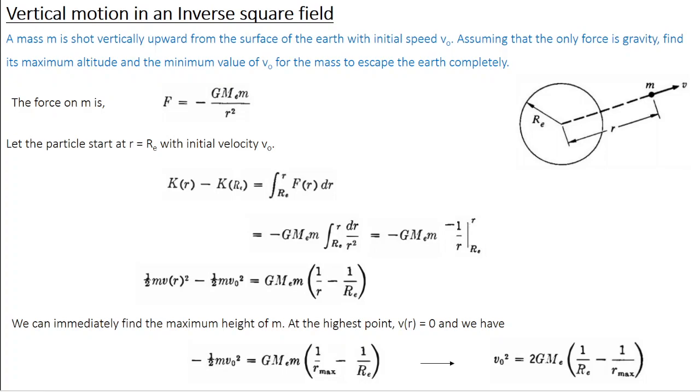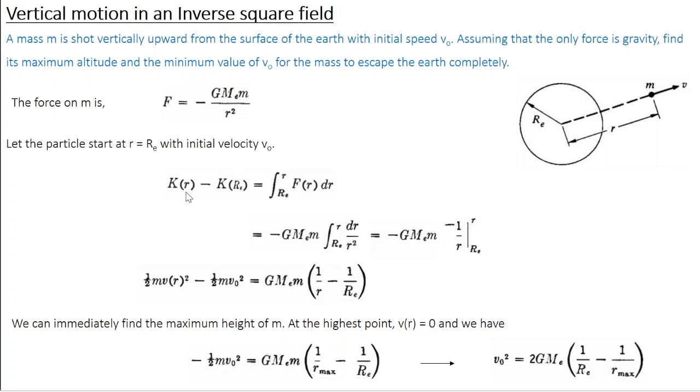Okay. So you can apply the work energy theorem onto this motion. So the kinetic energy at the final position, which is K of r, minus kinetic energy at the initial position, which is K of re, equal to integral re to r F of r dr. You know the expression for F of r, substitute that, so you get on the right hand side minus GMeM integral dr by r square. Integral of 1 by r square is minus 1 by r, so you apply the limits.